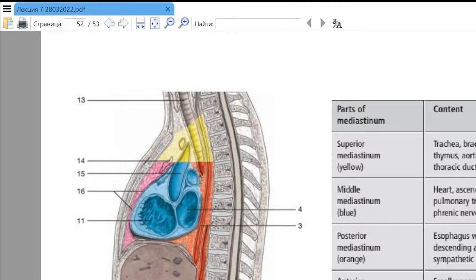This is a surgical section of the thoracic cavity, showing the parts of the mediastinum.